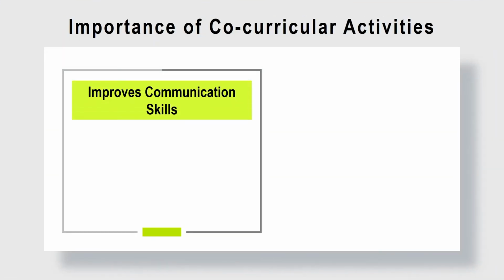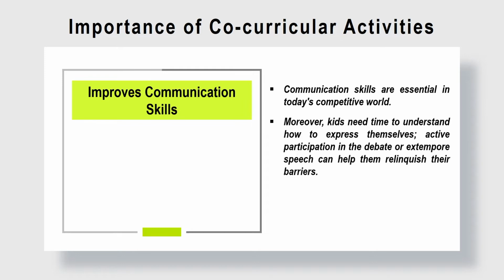As you know, co-curricular and extracurricular activities improve communication skills, and communication skills are essential in today's competitive world. Moreover, kids need time to understand how to express themselves and how to actively participate in a debate or extempore speech, which can help them overcome their barriers.